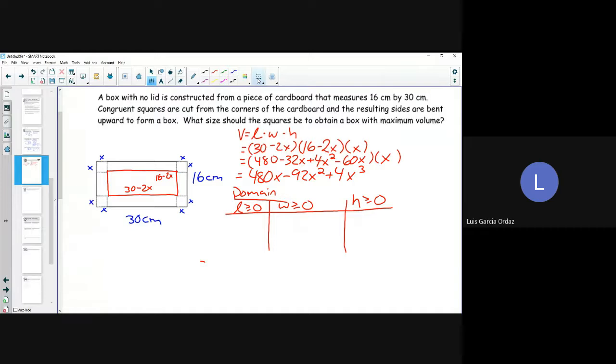So my length is 30 minus 2x, greater than or equal to 0. So I got 30 is greater than or equal to 2x. I got 15 is greater than or equal to x, which means x is less than or equal to 15. Am I able to use this? Yes or no? And then we'll look at my width, so you guys see what I mean.